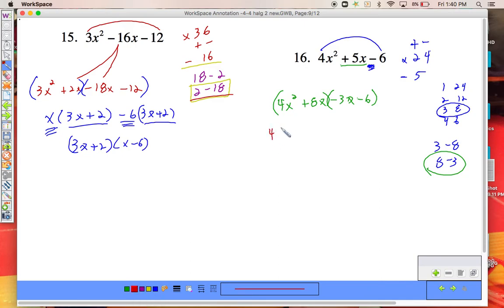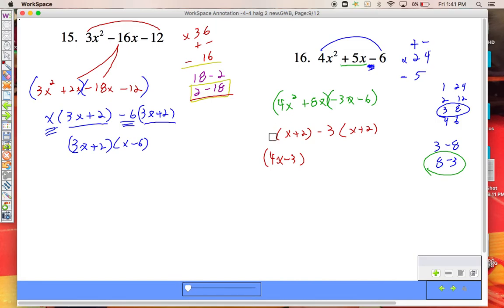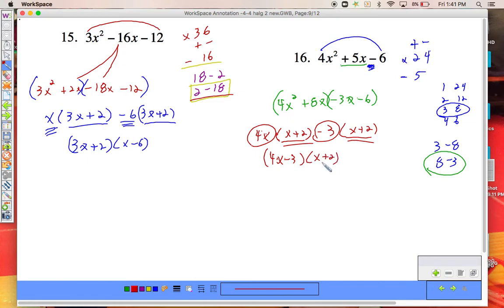Take out a 4x. Nope, not 2x. I'm ahead of myself. x plus 2. To end up with an x plus 2, I need to take out a negative 3. Make sure I said it. That first part, I'm going to take out a 4x because that's what they have in common. 4x minus 3. x plus 2.